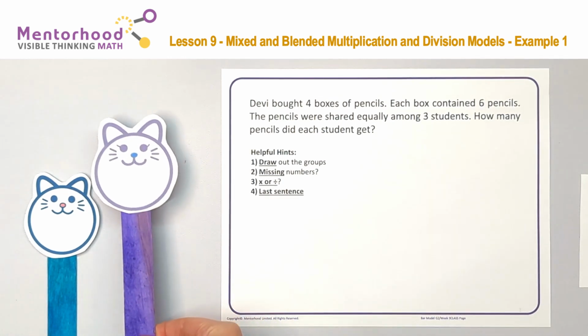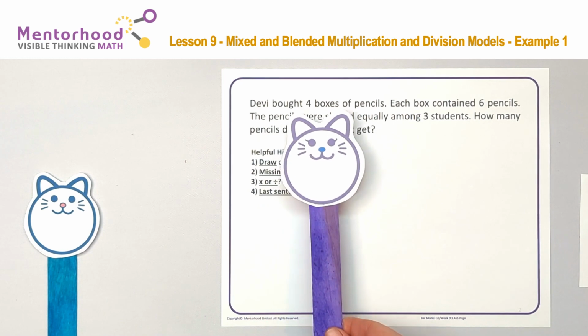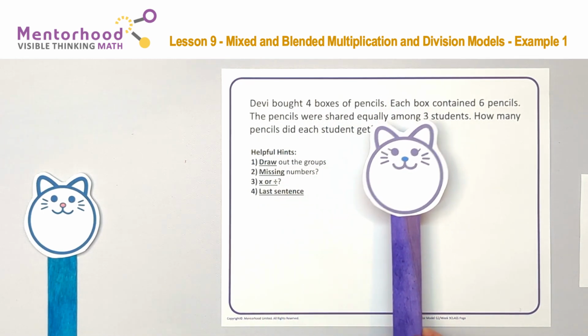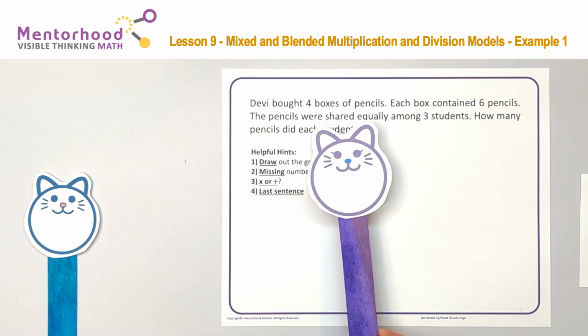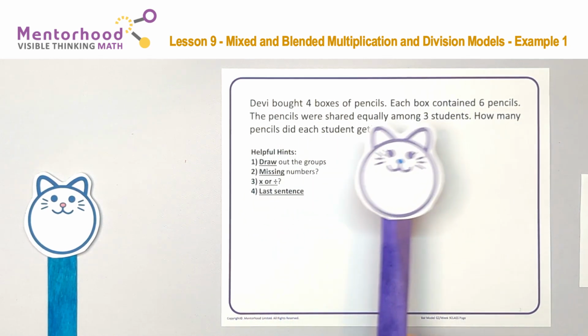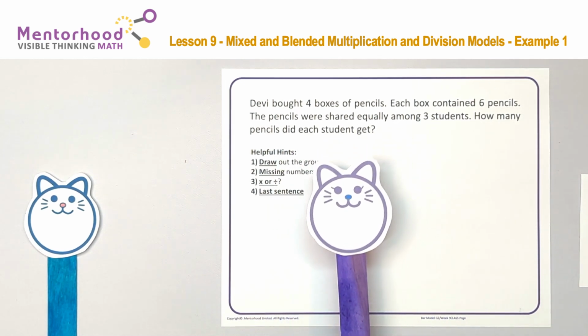Okay, Matthew, here is our first question. Devi bought 4 boxes of pencils. Each box contained 6 pencils. The pencils were shared equally among 3 students. How many pencils did each student get?